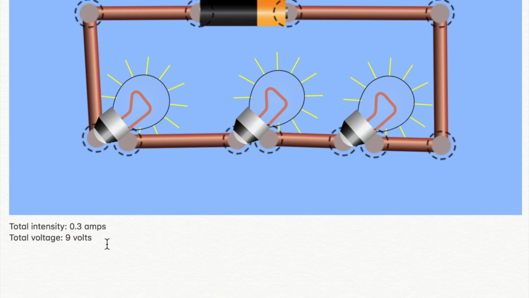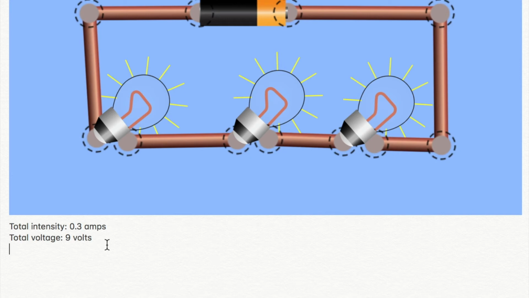Let's try a more complicated problem. Say I give you this series circuit and say that all 3 light bulbs are identical. I also tell you that the total intensity of this circuit is 0.3 amps and that the total voltage of this circuit is 9 volts. I then ask you, what is the resistance of each light bulb?